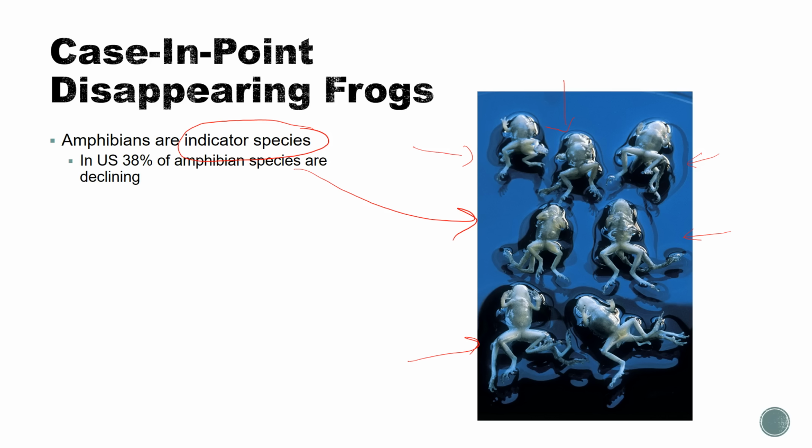In the U.S., about 38% of amphibian species are currently declining. All right. And what's kind of scary about that is oftentimes when we can identify a specific cause, we can work to eliminate that one cause and help to mitigate the problem. We haven't really found a single cause of amphibian decline. So it could be a result of lots of different toxins. We're not really sure.